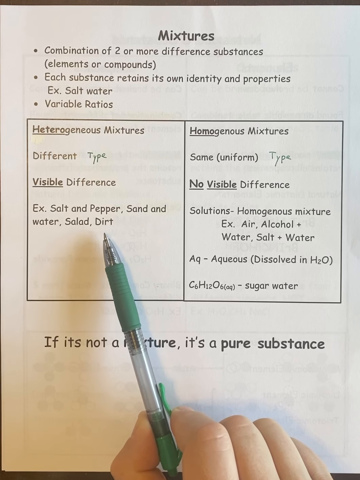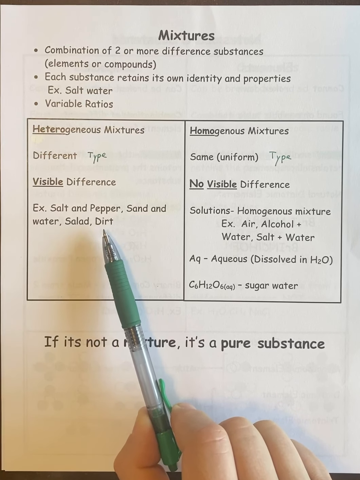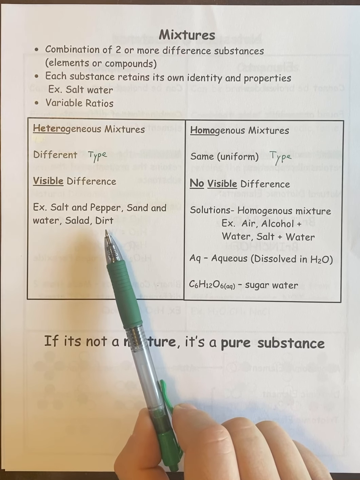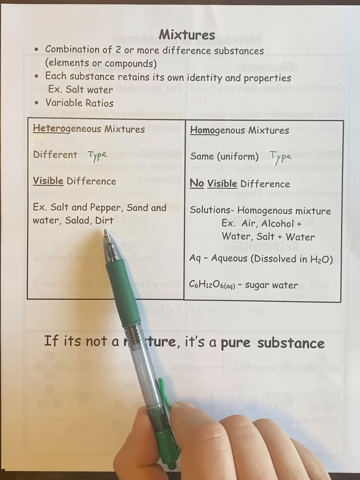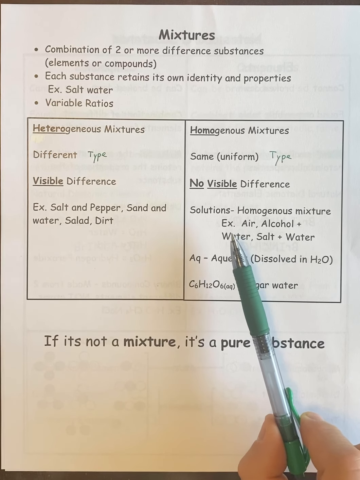It's got sticks and sand and bugs and leaves and poop and all these different things in the dirt that makes it a heterogeneous mixture, but it's a little bit harder to see if you're not actually looking very carefully at it, okay? Whereas with homogeneous mixtures, these are things that all just look the same.